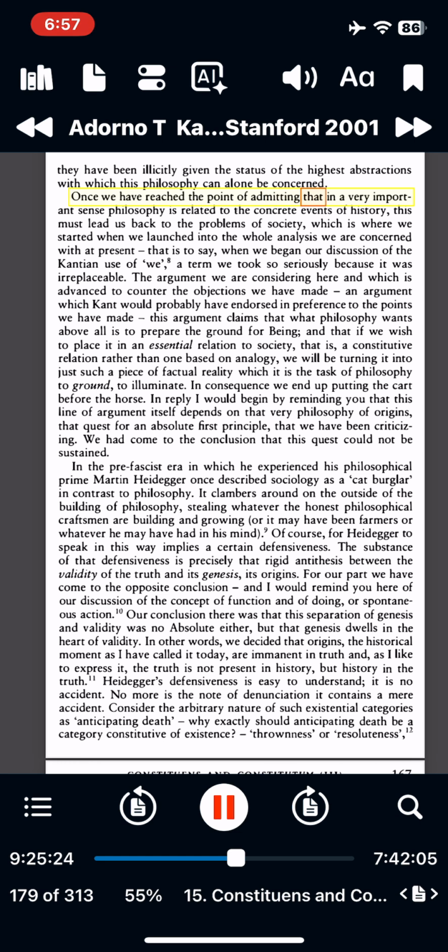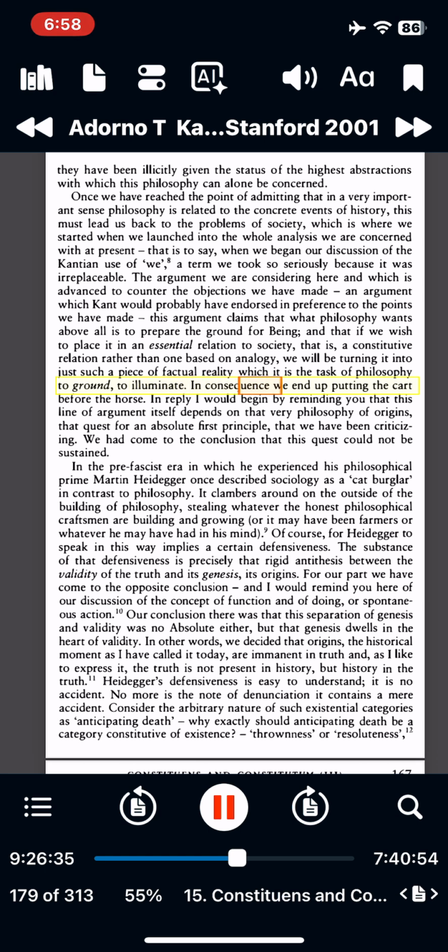Once we have reached the point of admitting that in a very important sense philosophy is related to the concrete events of history, this must lead us back to the problems of society, which is where we started when we launched into the whole analysis. We are concerned with that present, that is to say, when we began our discussion of the Kantian use of "we," a term we took so seriously because it was irreplaceable. The argument we are considering here, and which is advanced to counter the objections we have made, an argument which Kant would probably have endorsed in preference to the points we have made, claims that what philosophy wants above all is to prepare the ground for being, and that if we wish to place it in an essential relation to society, that is, a constitutive relation rather than one based on analogy, we will be turning it into just such a piece of factual reality which it is the task of philosophy to ground, to illuminate.